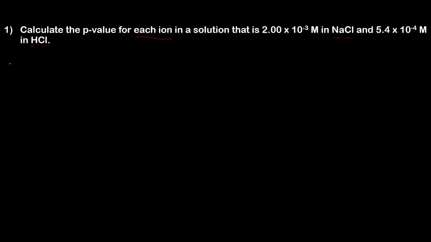So we have NaCl and we have HCl. Let's look at their ions. NaCl is simply Na plus and Cl minus. HCl is H plus and Cl minus. So we need to calculate the p-value of these ions given their molar concentrations.